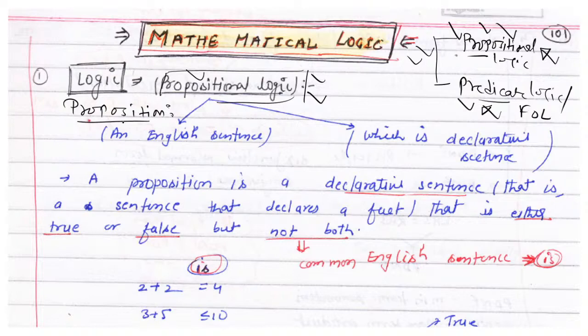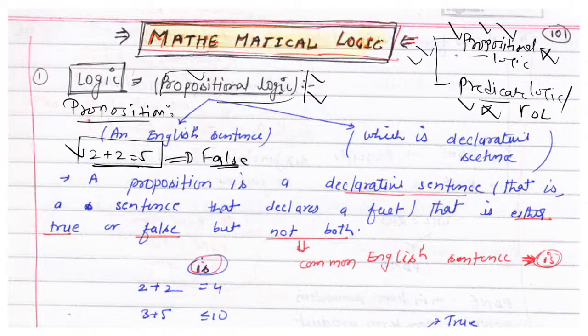For example, my name is Deepak Punia. Now this is a declarative statement because I am declaring a fact that my name is Deepak Punia, and this is true. I can also give you another statement, for example 2 plus 2 equal to 5. Now this is again a fact, but this is a false fact. So this is again a proposition.